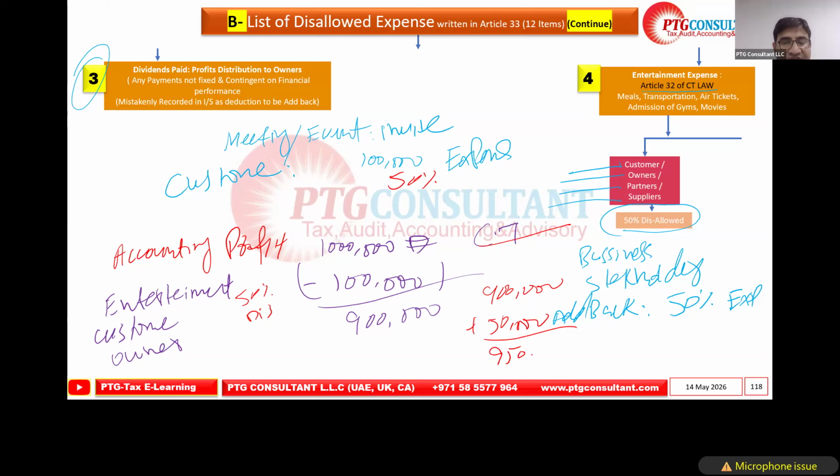So now for CT computation, what we did is add back 50% of the entertainment expense that we bear under the heading of customers, owners, partners, suppliers. So this is the definition of add back, and this is the definition of 50% disallowed. Earlier, we already recorded it in the accounting. Now we have to add back only the 50%. Any question, please?